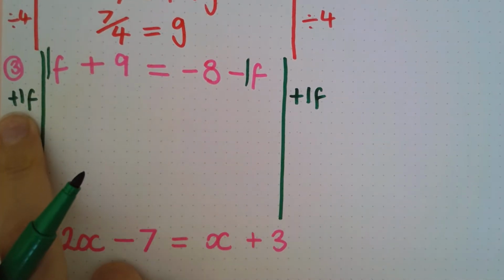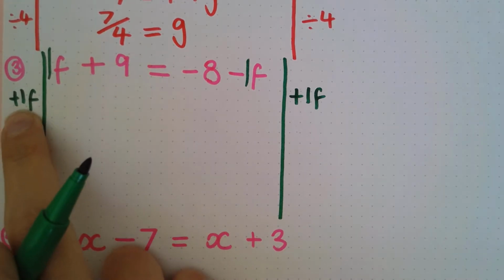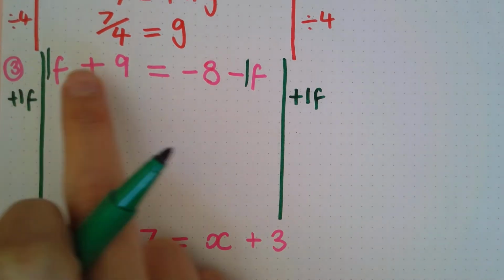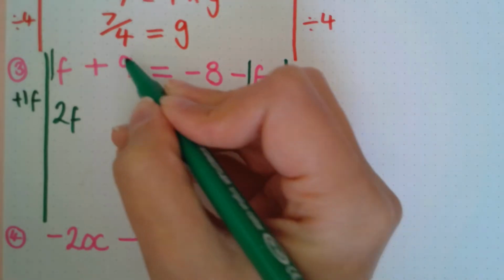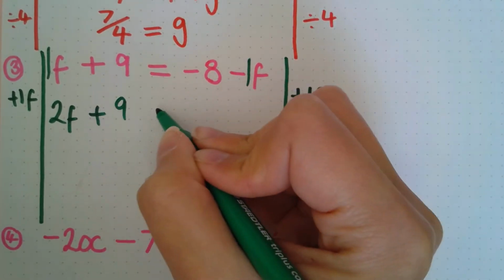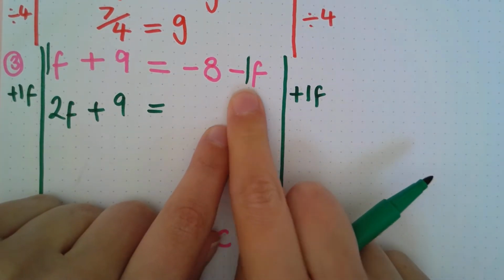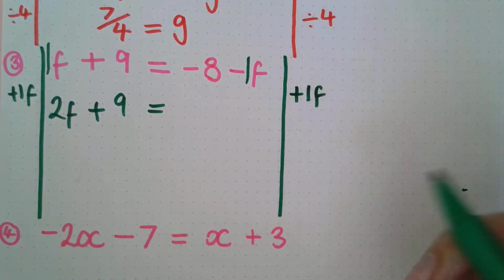1f add 1f is 2f's. I can't join the 9 and the plus 1f because that's not got any f's and that does. So I can only join those two together. So 1f add 1f is 2f's. I've not done anything with that plus 9, so we're still there, equals negative 8. Take 1f, add 1f, they disappear, cancel each other out, so you're just left with negative 8.